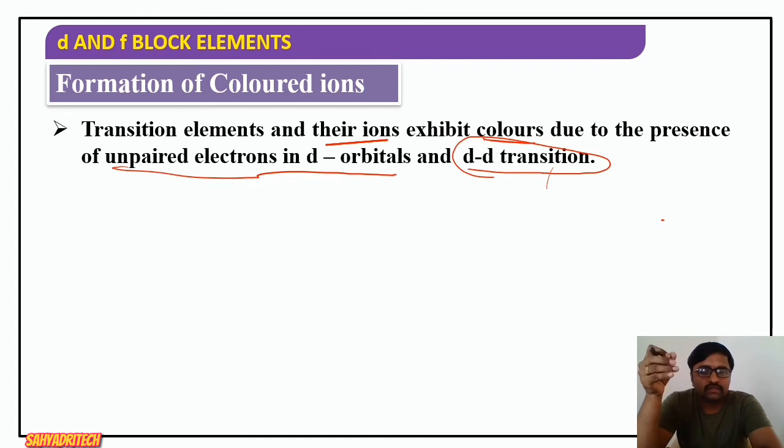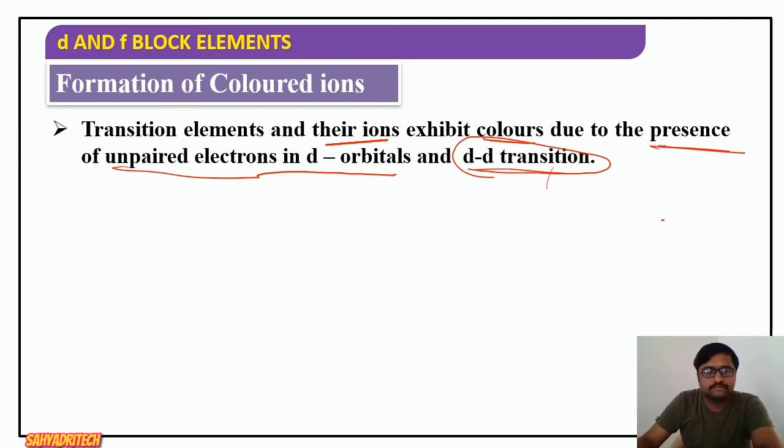So the question is how a transition element exhibits color. It is due to the presence of unpaired electrons, which is a must. Once they have an unpaired electron, there is a dd transition, therefore they exhibit color. So it may be a transition element or its compounds, they exhibit color. What is the reason here? It is due to the presence of unpaired electrons and dd transition.